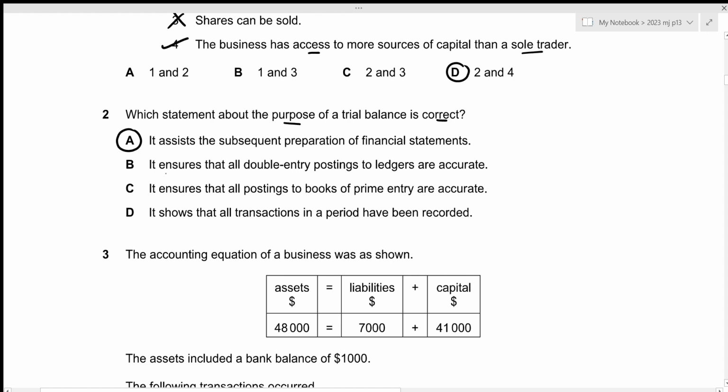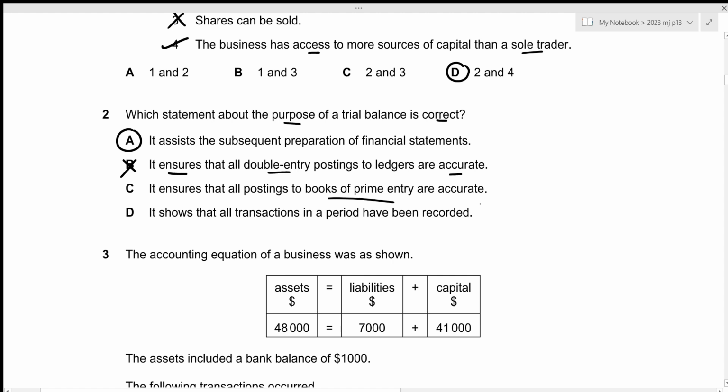The second one is that it ensures that all double entry postings to ledgers are accurate. Remember that there can be error while posting the balances from ledger to the trial balance. We can write the balances of 365 as 356. Those are the kind of errors. So it definitely does not ensure that all our postings to ledgers are accurate. This is incorrect.